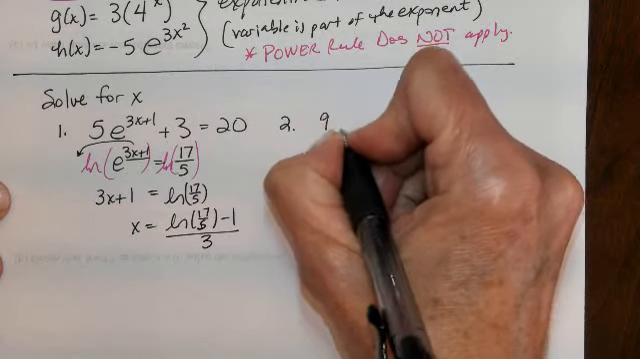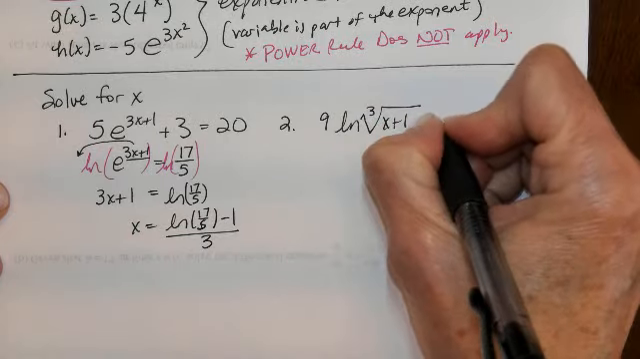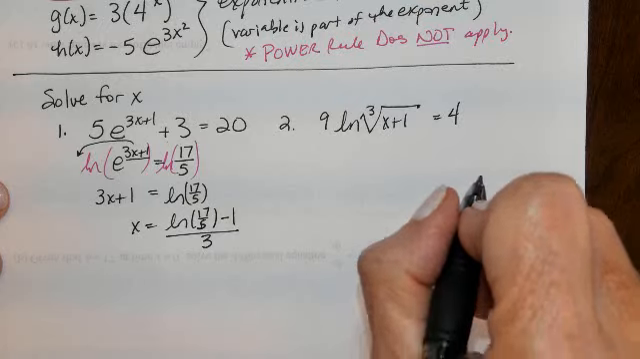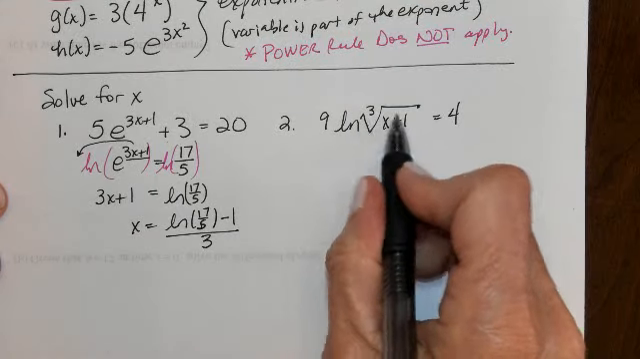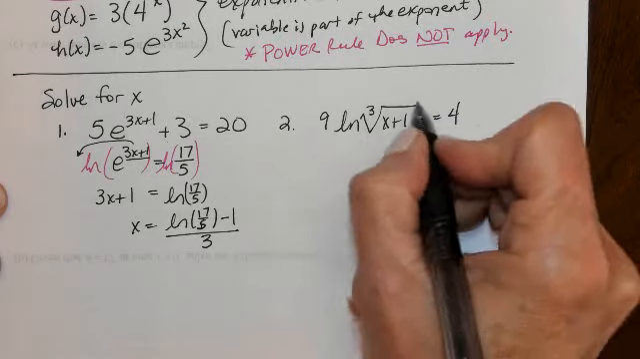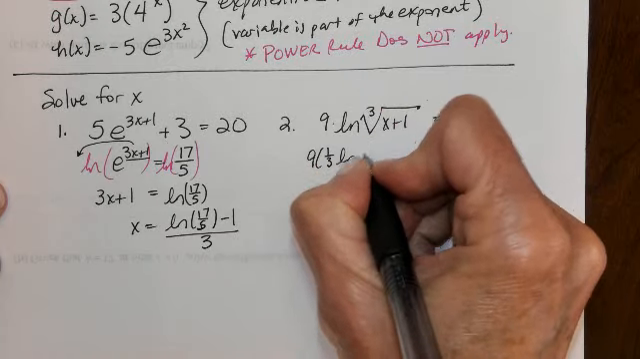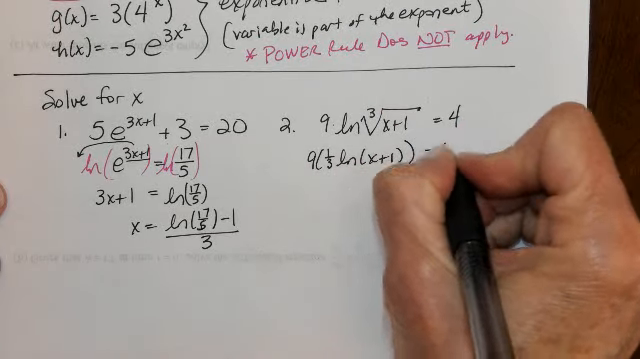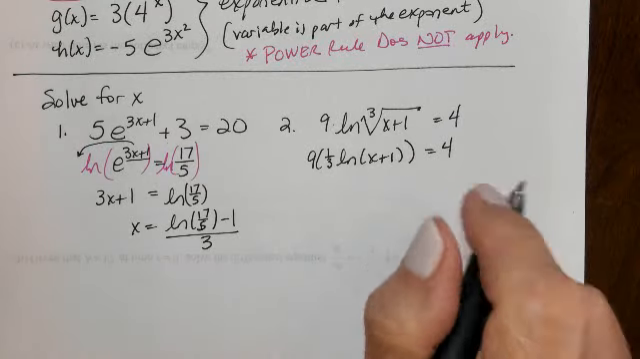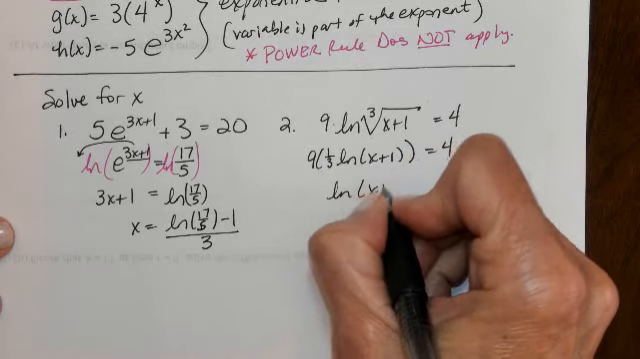What if we have 9 times the natural log of the cube root of x plus 1 is equal to 4? What if we have this and we want to solve for x? Well, the first thing I would do is pull this as x plus 1 to the 1/3, and I would pull that 1/3 out in front. So I'd have 9 times 1/3 ln x plus 1. That's what I would do first. We could have divided by 9 first if we wanted to, but this is what I would do. So then we have 3 out here. I'm going to divide both sides by 3.